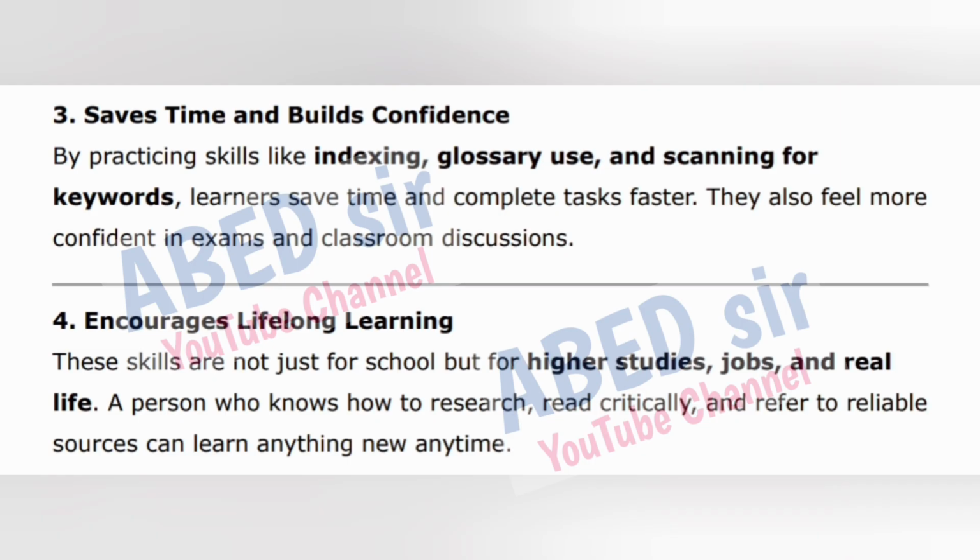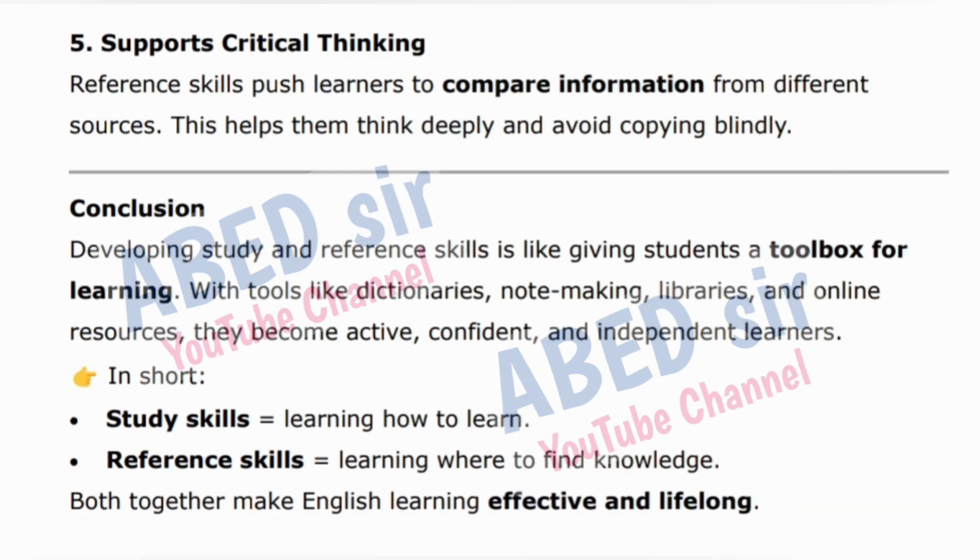A person who knows how to research, read critically, and refer to reliable sources can learn anything new anytime. 5. Supports critical thinking. Reference skills push learners to compare information from different sources. This helps them think deeply and avoid copying blindly.